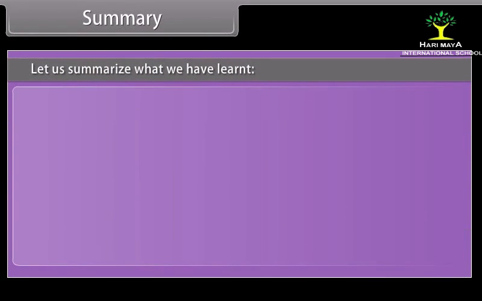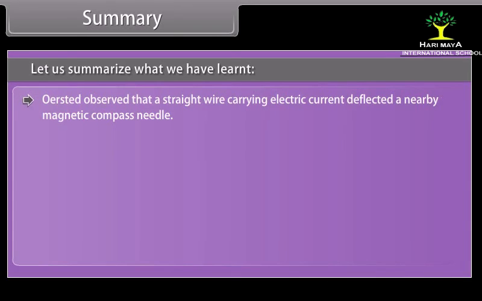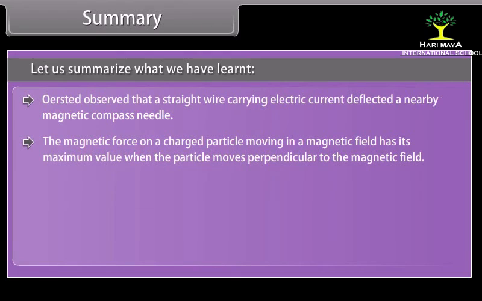Summary. Let us summarize what we have learnt. Oersted observed that a straight wire carrying electric current deflected a nearby magnetic compass needle. The magnetic force on a charged particle moving in a magnetic field has its maximum value when the particle moves perpendicular to the magnetic field.